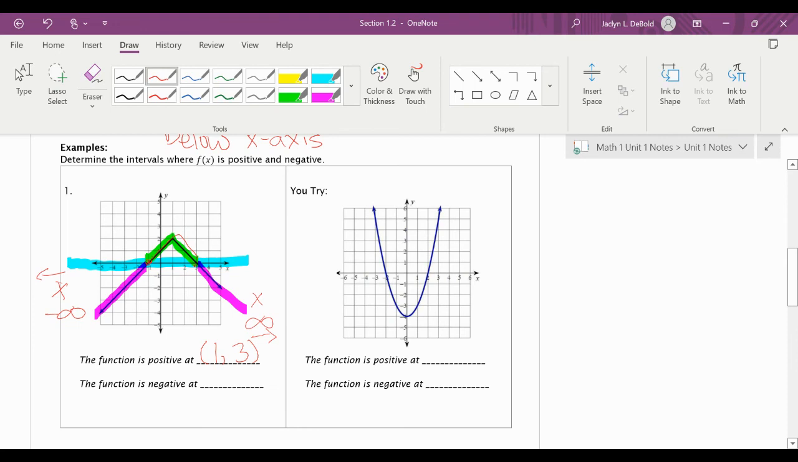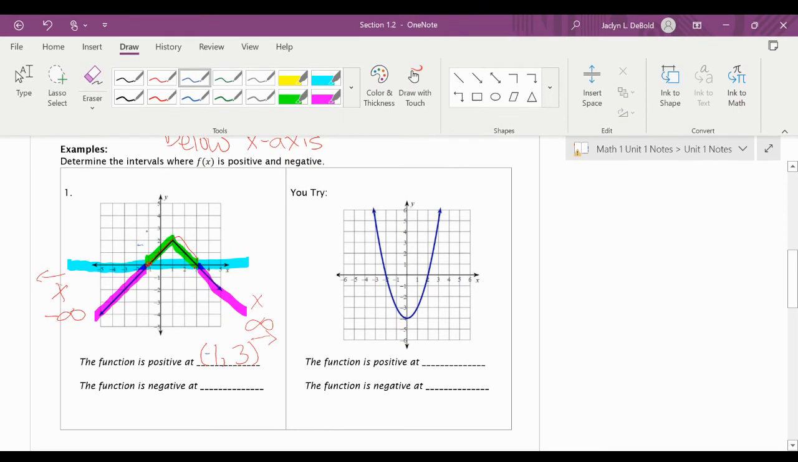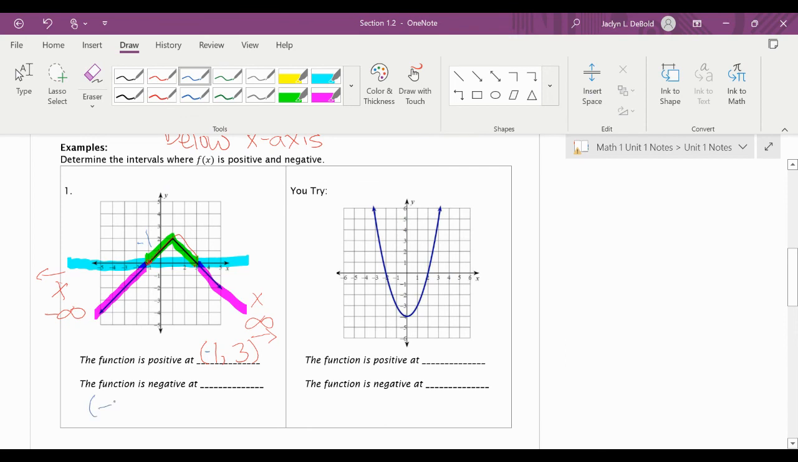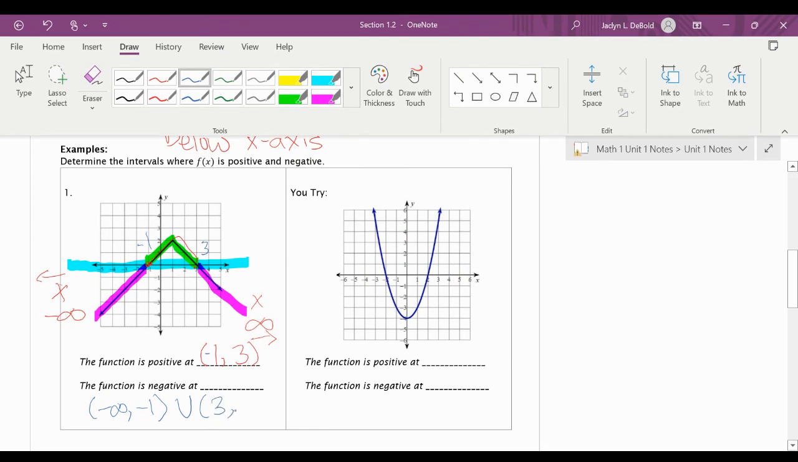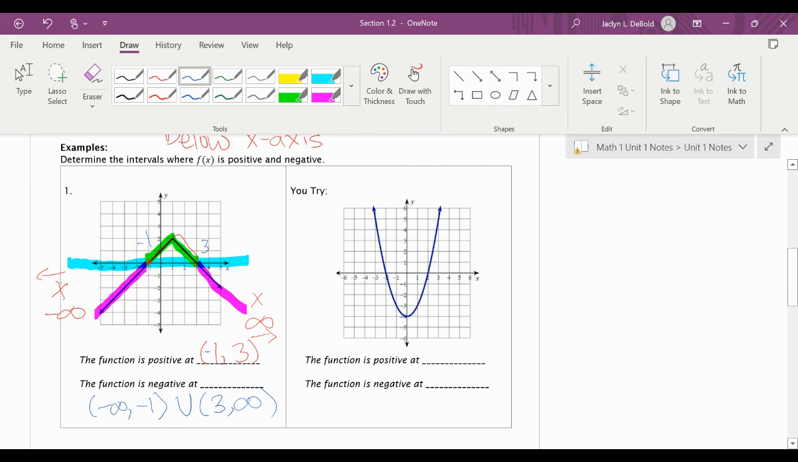And then it's actually negative at 2 different parts. It's negative from negative infinity, and I should say, sorry, negative 1. From negative infinity to negative 1. And it's also negative from 3 to infinity. And then this would be our final answer.